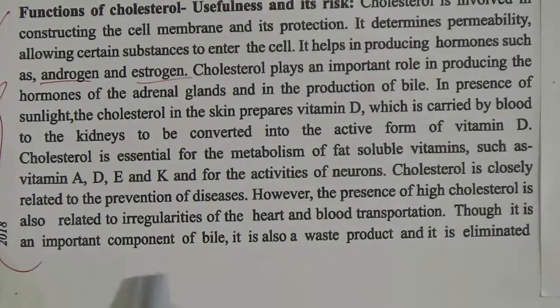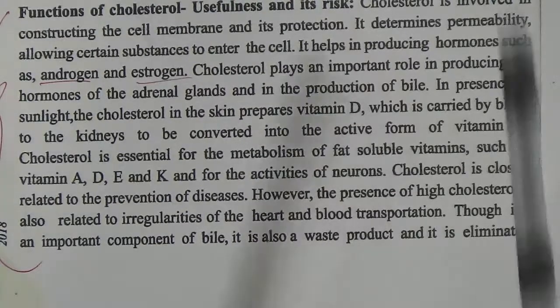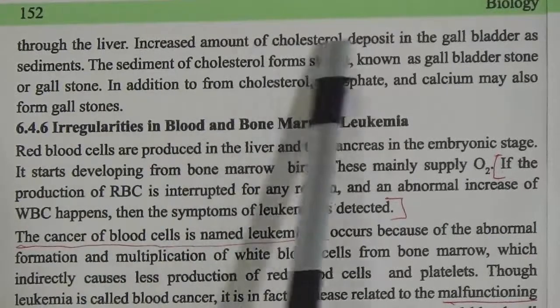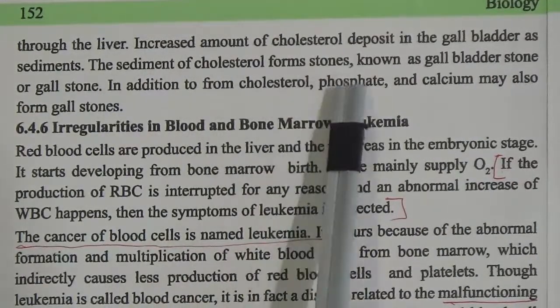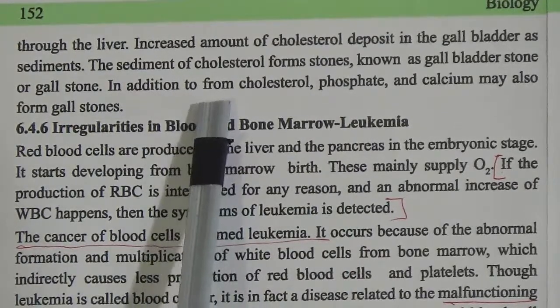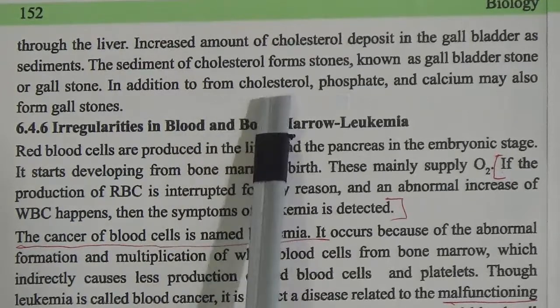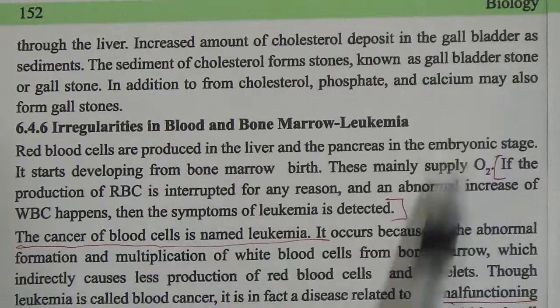Though it is an important component of bile, it is also a waste product, and it is eliminated through the liver. Increased amount of cholesterol deposits in the gallbladder as sediment. This sediment cholesterol forms stone. This stone is known as gallstone. Not only cholesterol, phosphate and calcium may also form the gallstone.